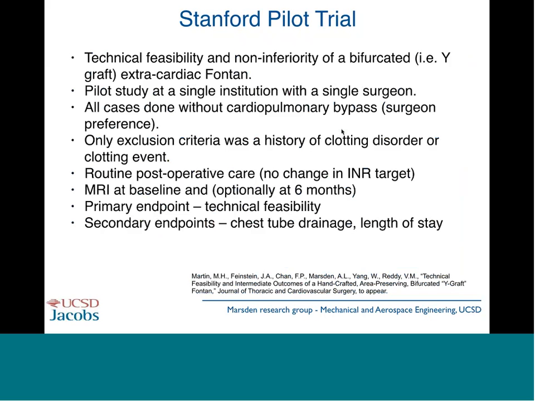However, we did perform some additional imaging on these patients since it was a new procedure. They had an MRI preferably before leaving the hospital, and then also an option to come back for an additional MRI at 6 months to 1 year. Again, primary endpoint technical feasibility, and secondary endpoints chest tube drainage and length of stay.